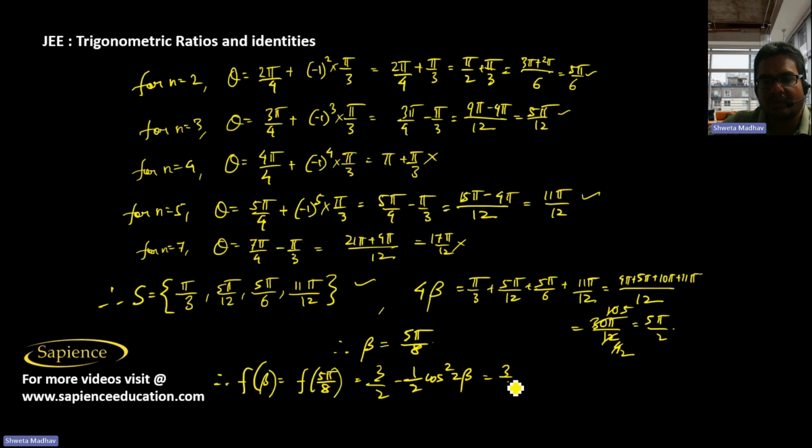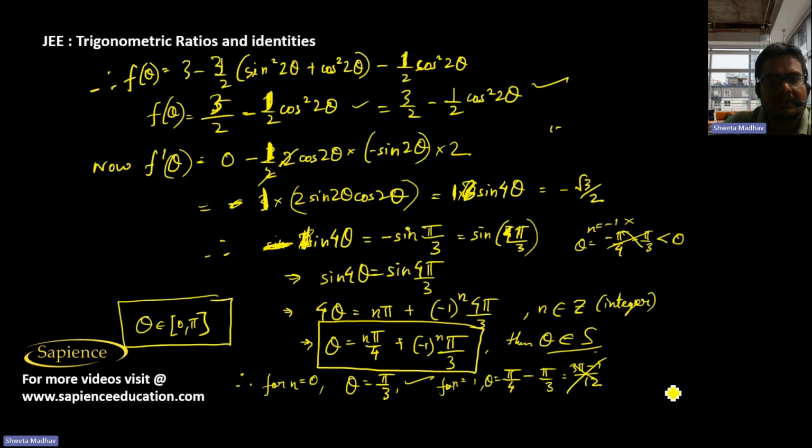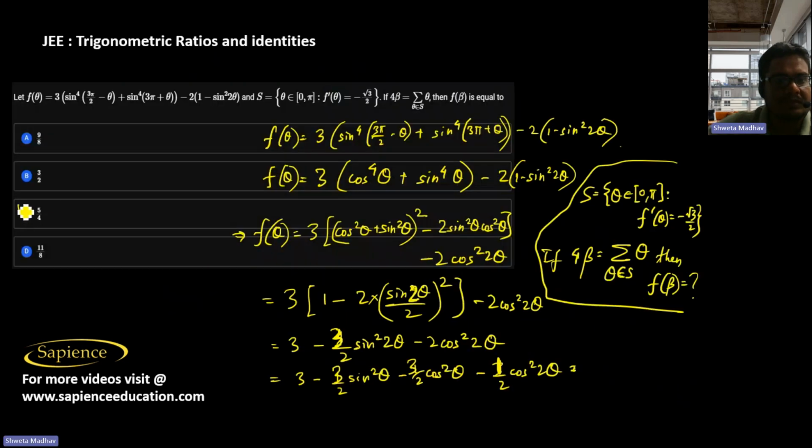So this will be 3 by 2 minus half cos square 2 beta, that will be 5 pi by 4, which is pi plus pi by 4. So cos is negative, but it will be cos pi by 4 only. So 3 by 2 minus half cos square pi by 4 only. So cos pi by 4 is 1 by root 2. So square is there, so it will be half. So it is 3 by 2 minus 1 by 4. That will be 5 by 4. So 2 4s are 8, 2 6s are 12, minus 1, 5 by 4. So f of beta is 5 by 4. So option C is the correct answer.